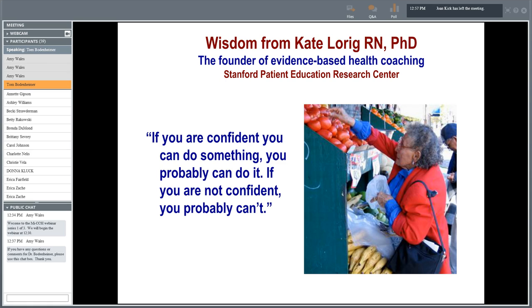And, of course, Kate Lorig, who really started the whole health coaching enterprise, says if you're confident you can do something, you probably can do it. If you're not confident, you probably can't.